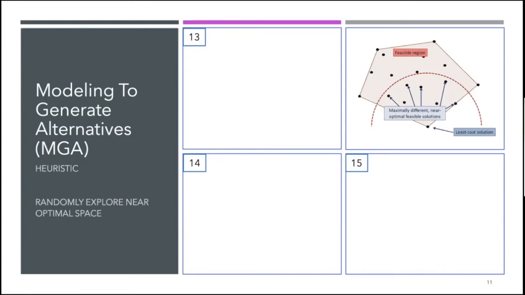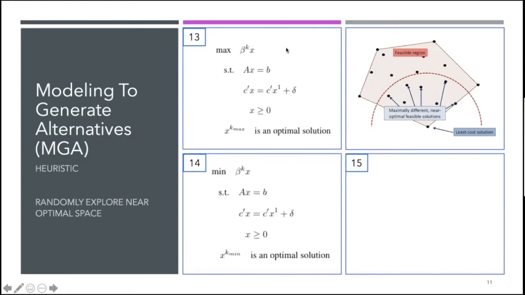Yeah. So now the objective function becomes maximize beta into x subject to the same constraints. And k is the number of iterations we are planning to take, or number of MGA iterations. So if we have 10 solutions in this feasible space, then we will solve this problem 10 times with 10 random set of this parameter beta. Next, we solve this problem with the minimization objective, because our objective is to just randomly search this space.